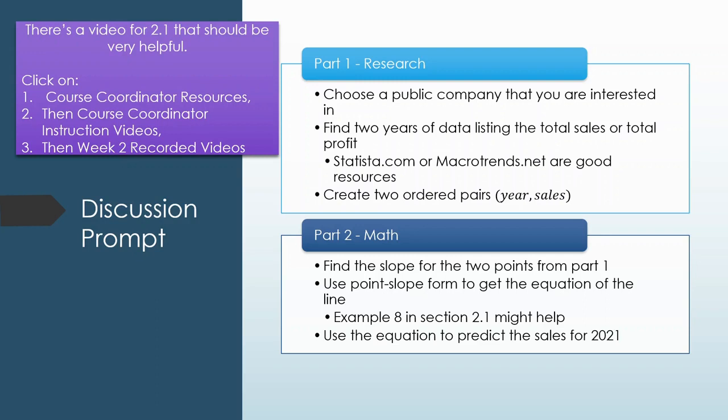The second part is where you're actually going to be working out math. And this is going to be coming from 2.1. So you need to at least have gone through the other sections before you do the discussion. So it's covering 2.1 material. You need to find the slope. Then you're going to use point slope form to get the equation of a line. And there's actually an example 8 in section 2.1, which does a very similar thing. And then you're going to use the equation to predict the sales for 2021, 2 years from now, to see, okay, I think 2 years from now it's going to be making money or losing money.